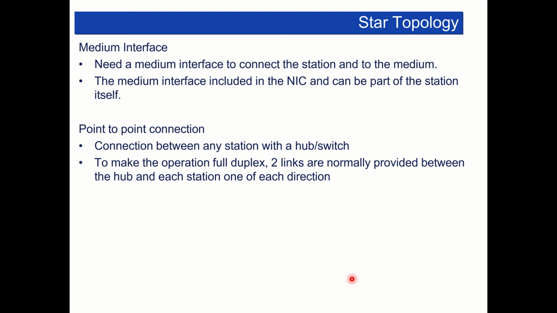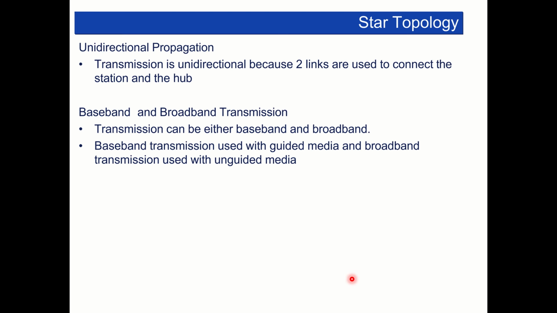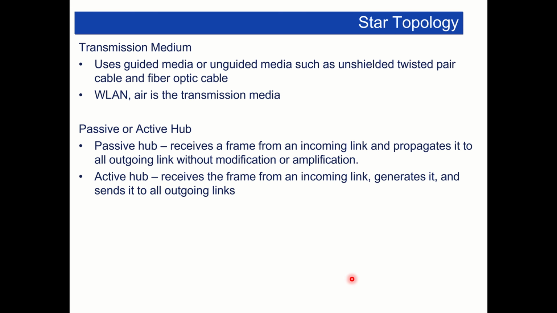Most of the connections are point to point, in which the connection between any stations is mediated using the hub or switch. To make the operation full duplex, two links are normally provided between the hub and each station, one in each direction. So in the star topology, we have unidirectional propagation. The transmission can be either baseband or broadband. Baseband transmission is used with guided media, and broadband transmission is used with unguided media.